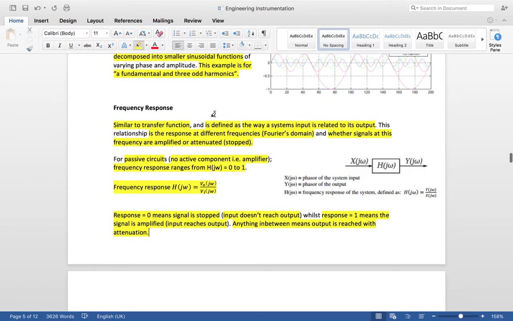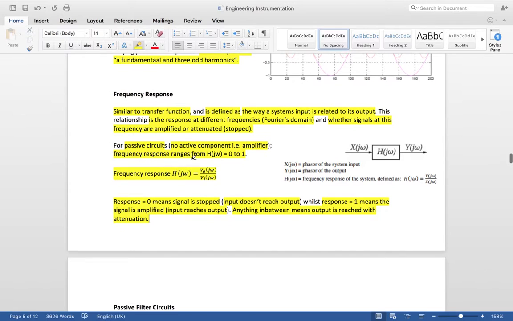Now the frequency response, similar to the transfer function, which is defined as the way a system input is related to the output, is the response at different frequencies, and whether the signals at these frequencies are amplified, attenuated, or stopped. So basically, we can find out if the signal at a specific frequency is amplified or attenuated, which means reduced.